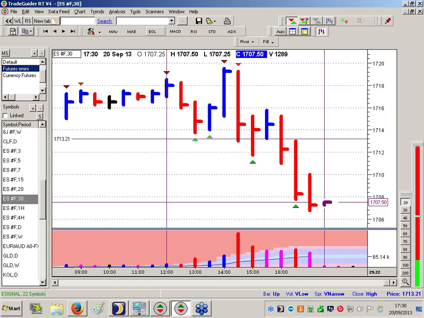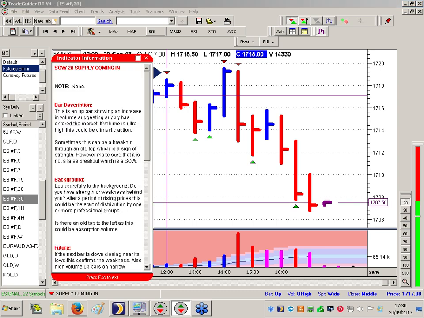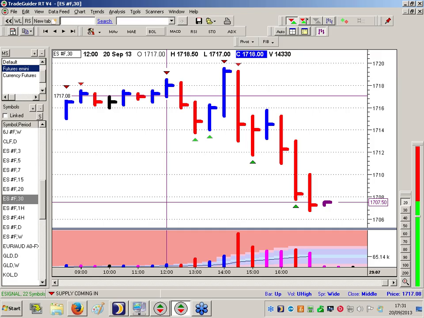Look, sign of weakness right at the top. Supply. Yeah, before the US market opens. Supply. So you've got a warning signal there. Up bar on a narrow spread and little or no volume. That means that there's no demand, no supply. So you'd expect lower prices.